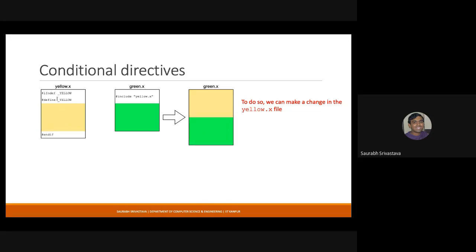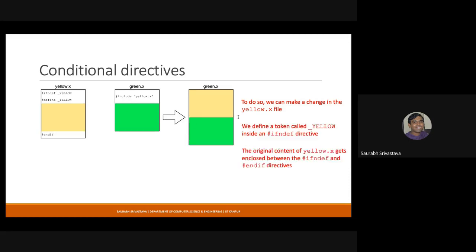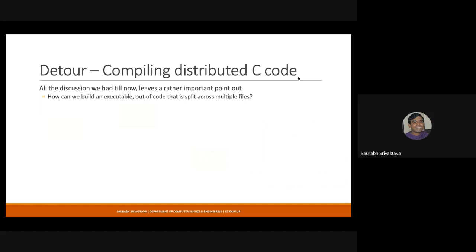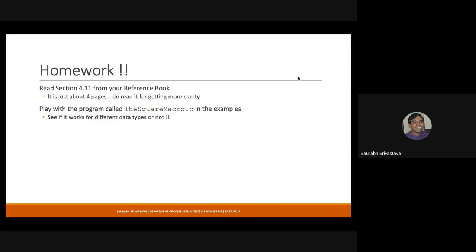The challenge is just to figure out what this token should be. As long as you come up with a scenario where this token is unique, that is fine, and that is why usually these tokens start with underscore or double underscore. It's kind of a convention. You use this if n def, and whatever you want to be included, you put within this if block. Now you are guaranteed that the yellow.x code doesn't get included twice. The final output will be like this.